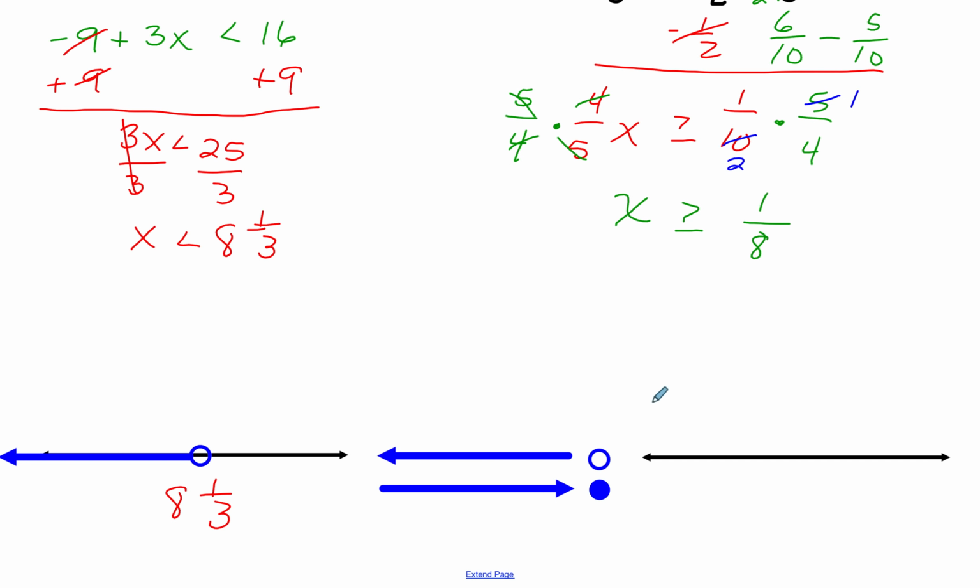So this time I need to put 1/8 on my number line, so indicate where that is. And x is greater than or equal to, so that's a solid dot. And the numbers that are greater than or equal to 1/8 are to the right. So we want the arrow that goes to the right.